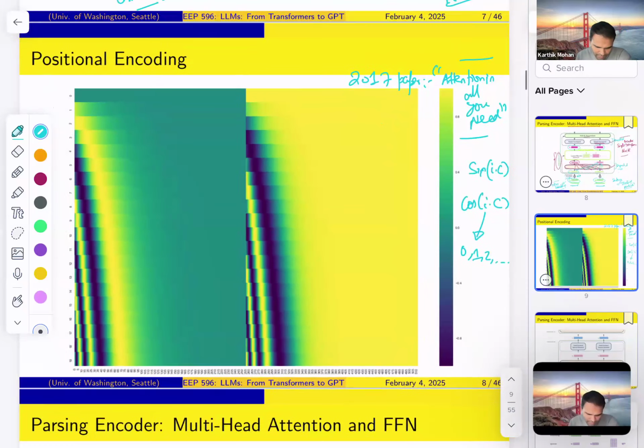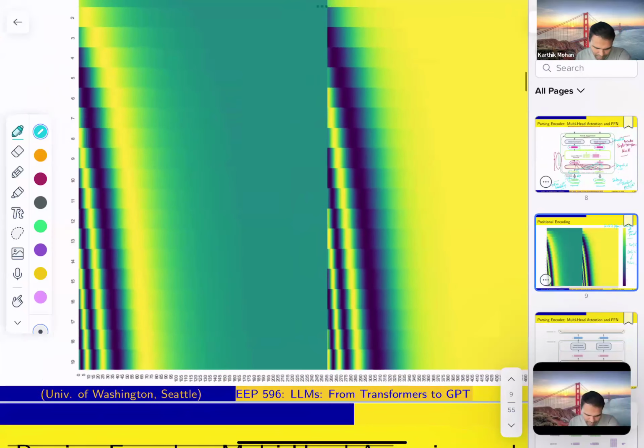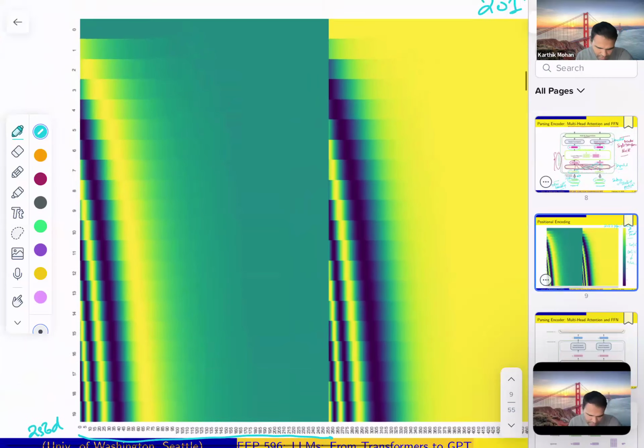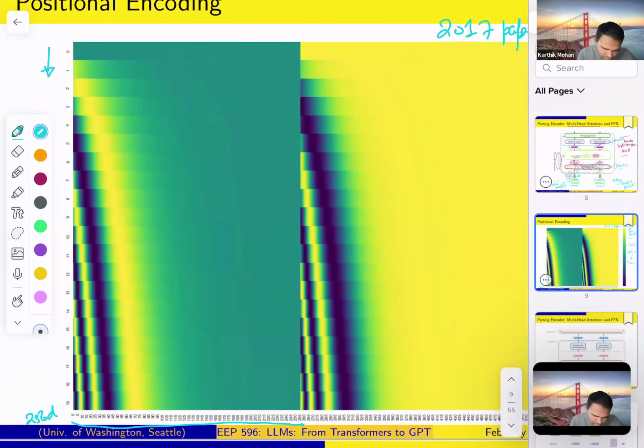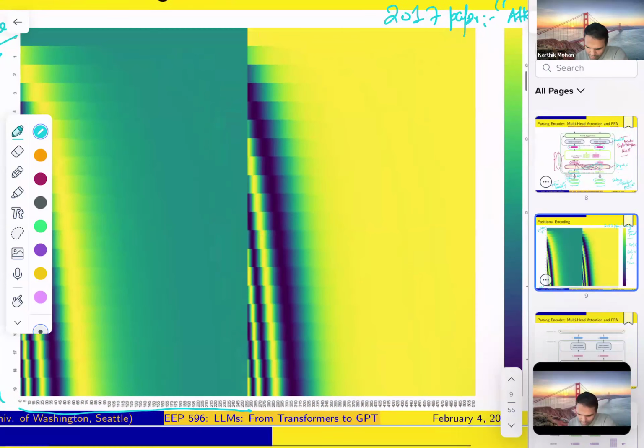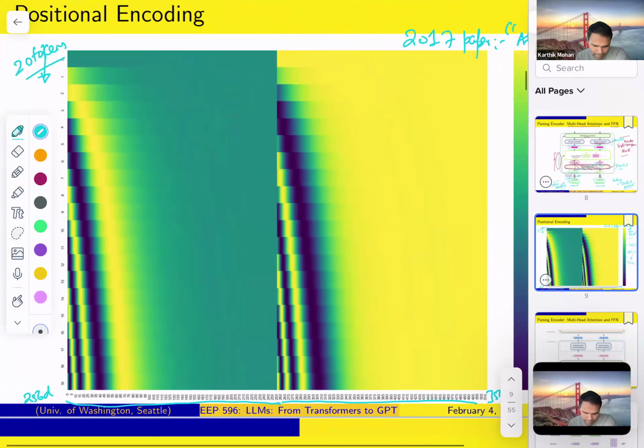So you can see that the positional embedding is a 256 dimensional embedding, right? 256 dimensions. And then you see there are 20 tokens. So this graph is actually looking at 20 tokens by 256 dimensions, and then there's one more for the cosine. So it's a total of 512 dimensions. So 256 plus 256.